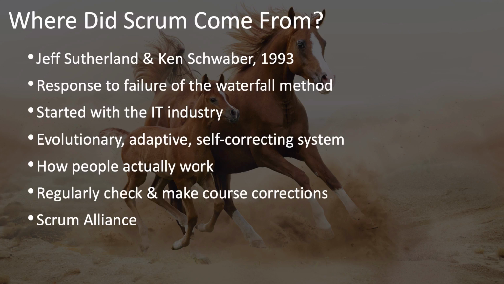Today, the Scrum torch is carried by the Scrum Alliance, which is the largest, most established, and influential professional membership and certification organization in the Agile community, with more than 750,000 certified professionals worldwide.